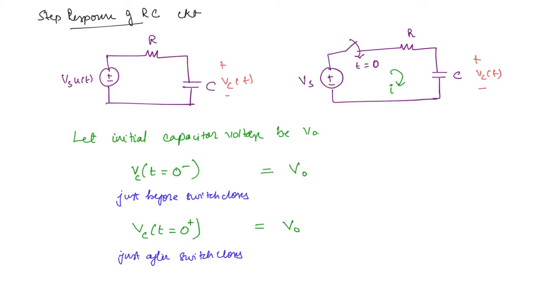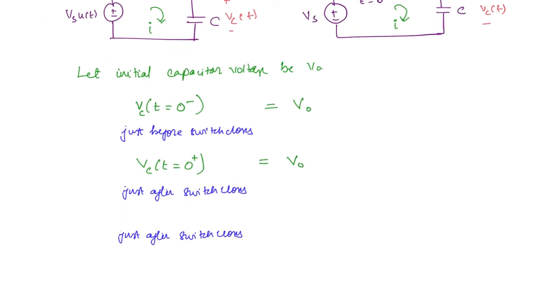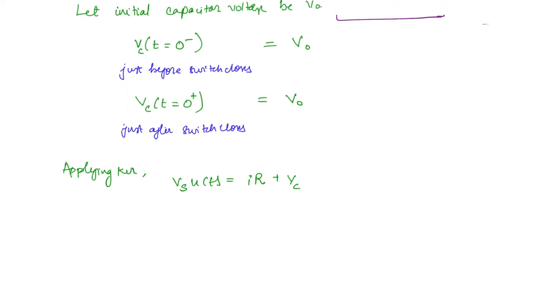Now, after this information is known, we can apply the KVL, okay. So, this is the current flowing. So, now what will be the KVL? Applying KVL, we get Vs u of t is equal to IR plus Vc. Now, I, how we can write? We can write it as C times dVc by dt.